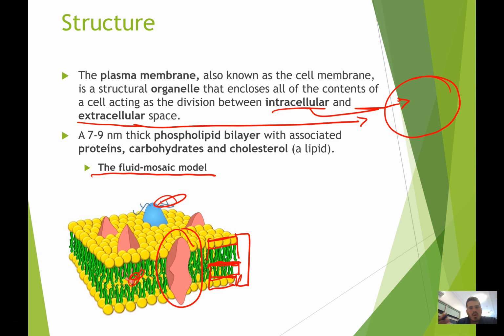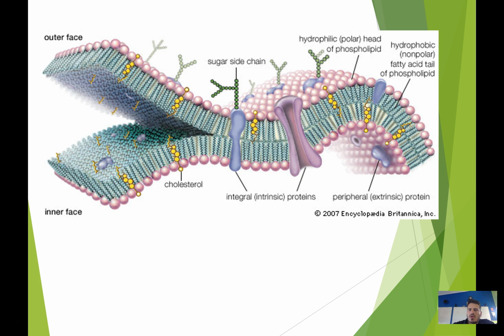And it's also a mosaic. So if you were to imagine, a mosaic is made up of glass, and embedded in that glass is all this different colored glass that gives it that mosaic structure. So here you can see we have that fluid mosaic model.